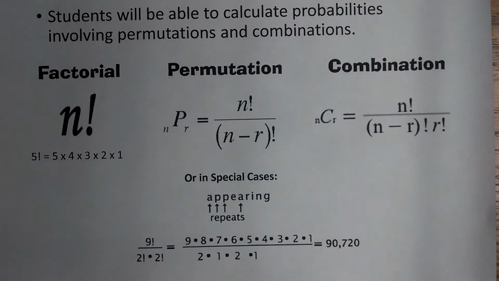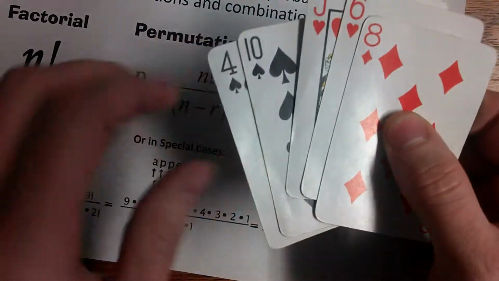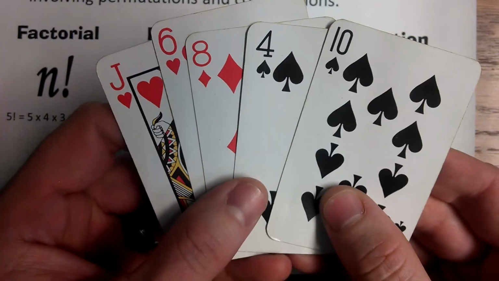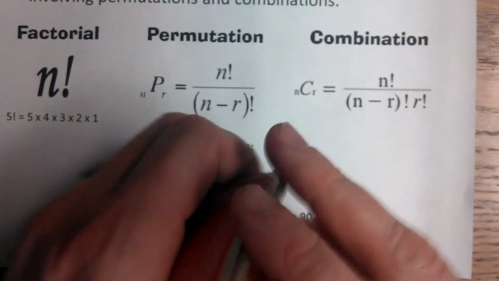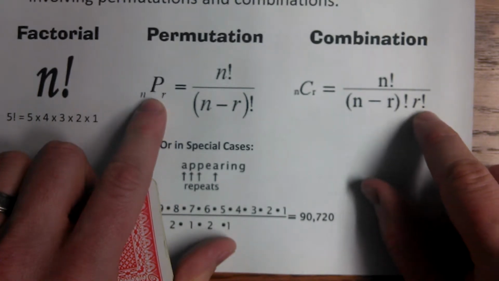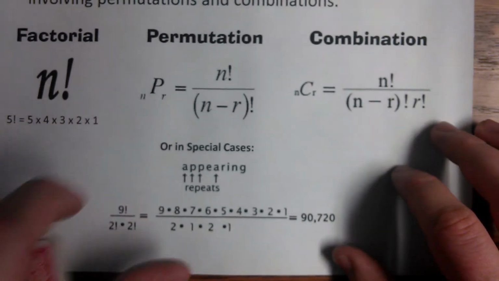Finally, the combination would be, once again, where this order right here doesn't really matter. So I could have had them like this, and it's still the same hand. So to be able to take out all the different combinations that there are there, what I do is I just divide by R factorial again, and that takes care of all those repeats that would be in there.